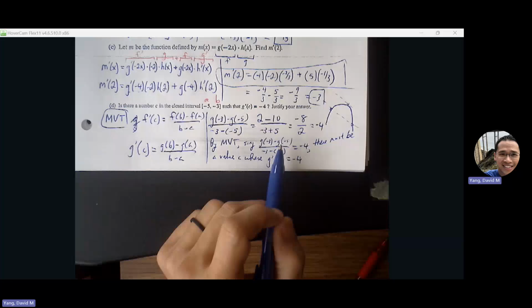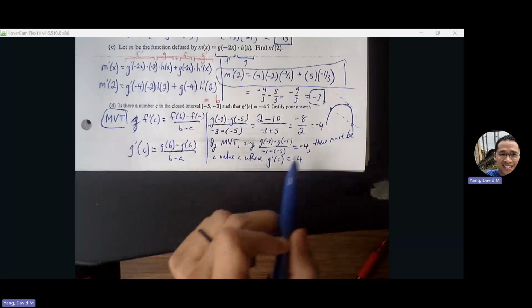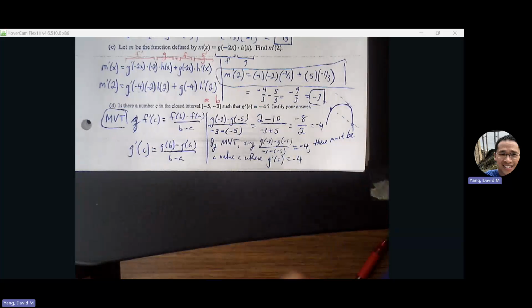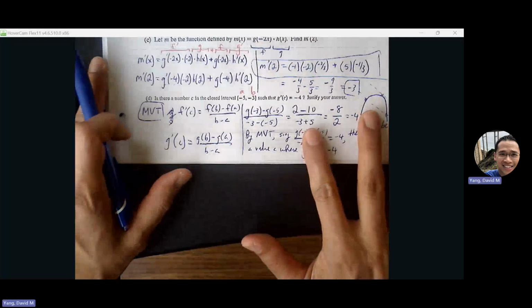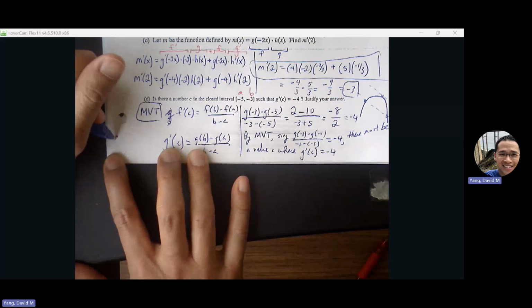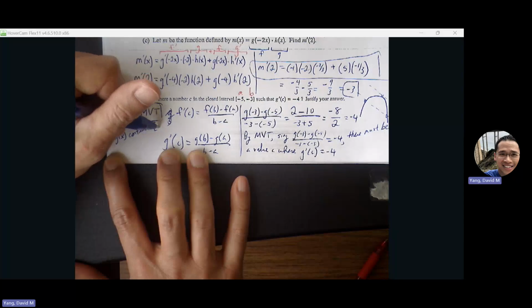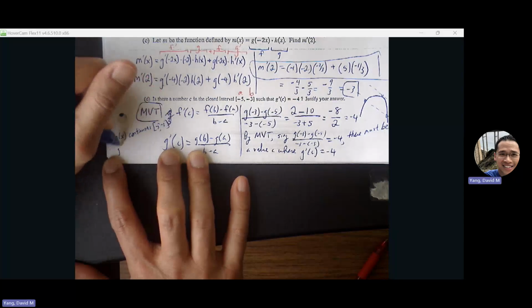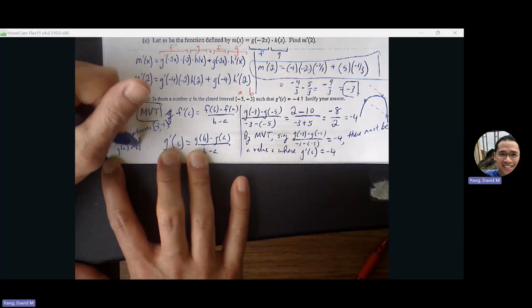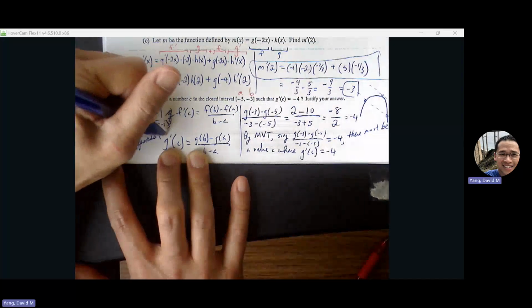By the mean value theorem, since the slope between the two endpoints produces -4, there must be a value of C where G prime of C is equal to -4. And to the side, we also list out our conditions. We know that G of X is continuous on the closed interval from -5 to -3, and G of X is differentiable on the open interval from -5 to -3.